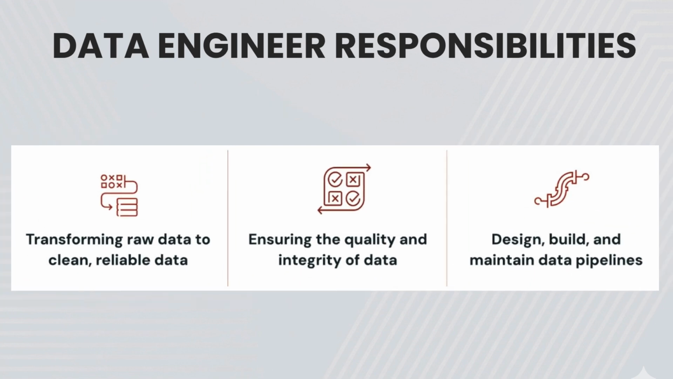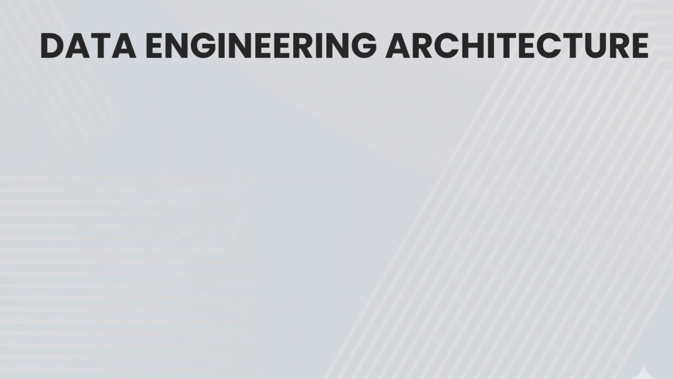Another critical role of a data engineer is designing, building, and maintaining data pipelines. These pipelines are the pathways through which data flows from various sources to our storage systems and analytical tools. Data engineers create, optimize, and automate these pipelines to ensure efficient data movement, proper data integration, and seamless access. Now that you know what a data engineer does, let's see how these responsibilities fit into the bigger picture of data architecture.